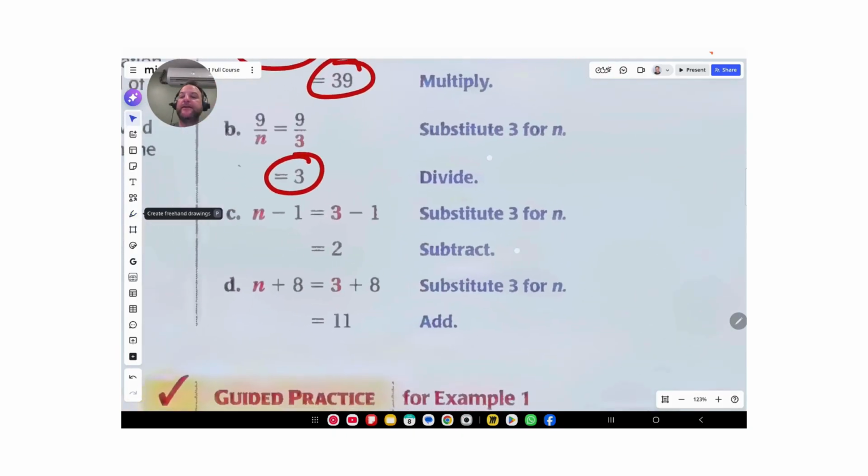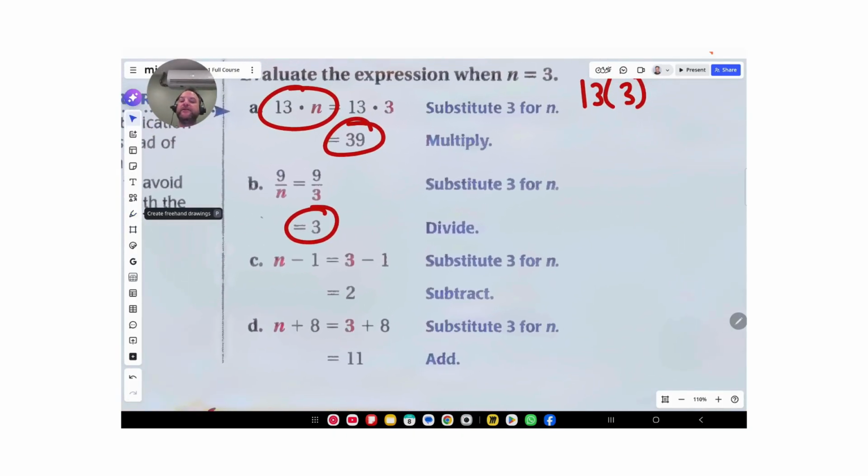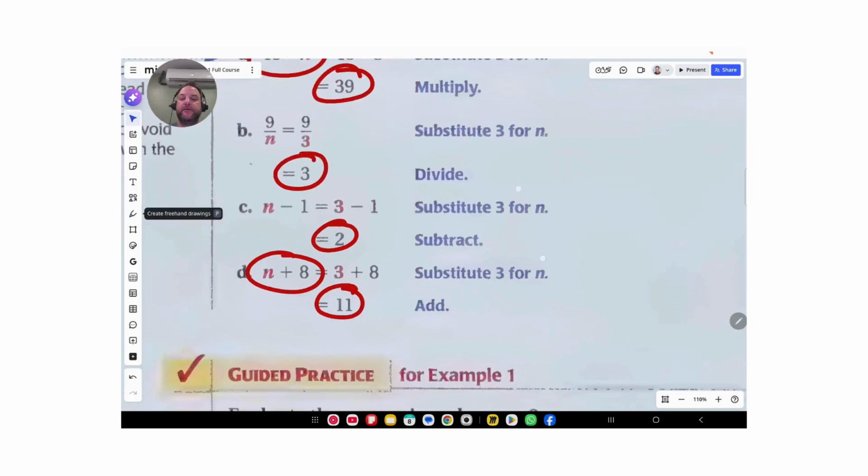Same thing for our next one. N minus 1, plug it in. 3 minus 1 is 2. And then for D, we have n plus 8. Again, 3 plus 8 will become 11. This is called substitution.